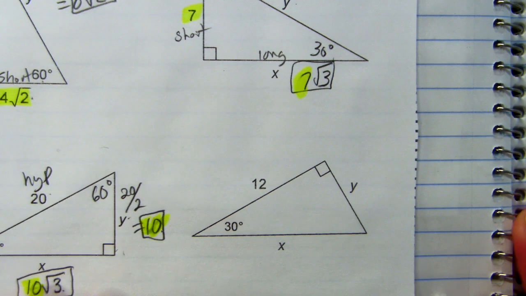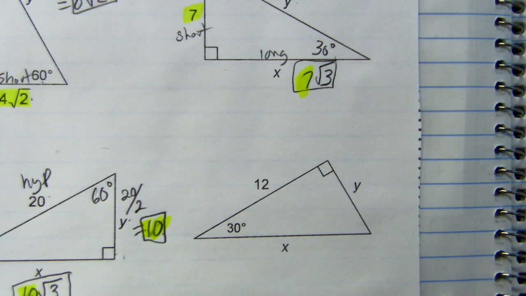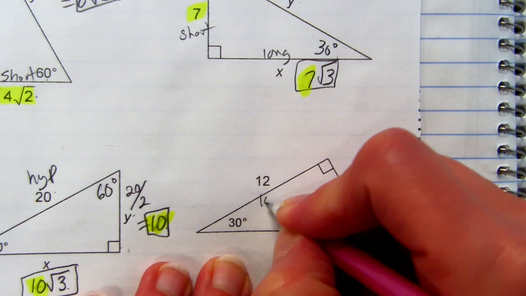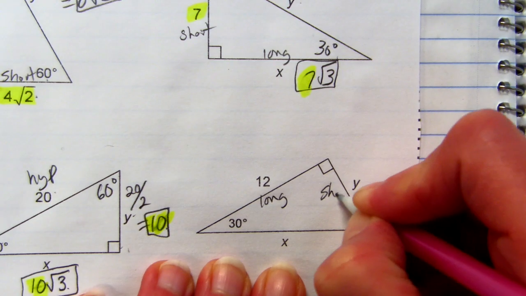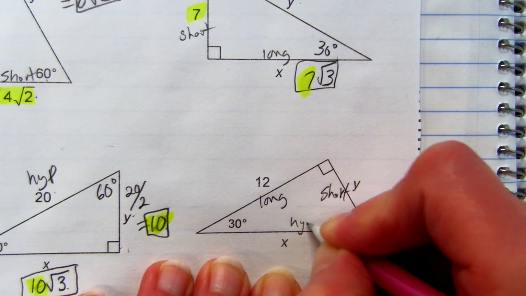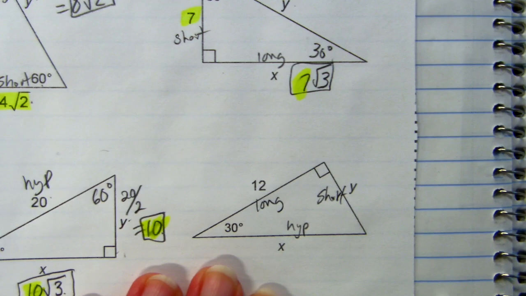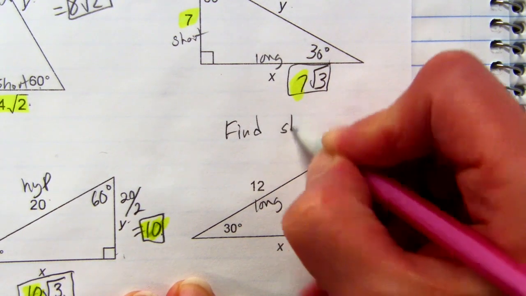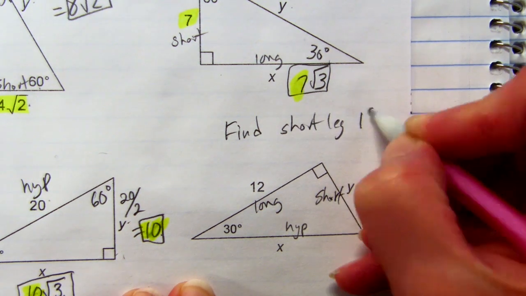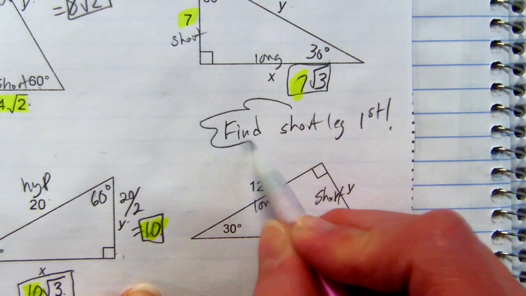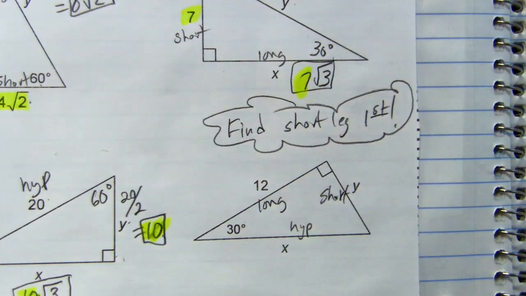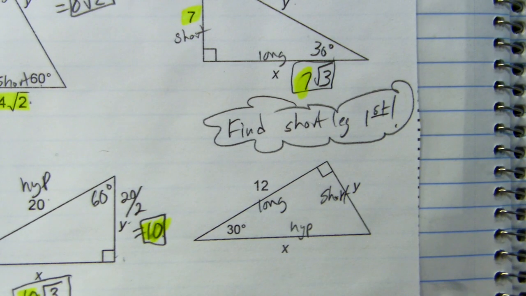Sorry we skipped around, but I wanted to kind of do them in the order of difficulty. So which side did they give us on this triangle? Long leg. So this is the long leg, this is my short leg, and then this down here is my hypotenuse. You always want to find the short leg first. Find short leg first. Exclamation point, bubble. However you want to put that in there, but it's really important that we do that first because then it'll be easier to go to the hypotenuse.